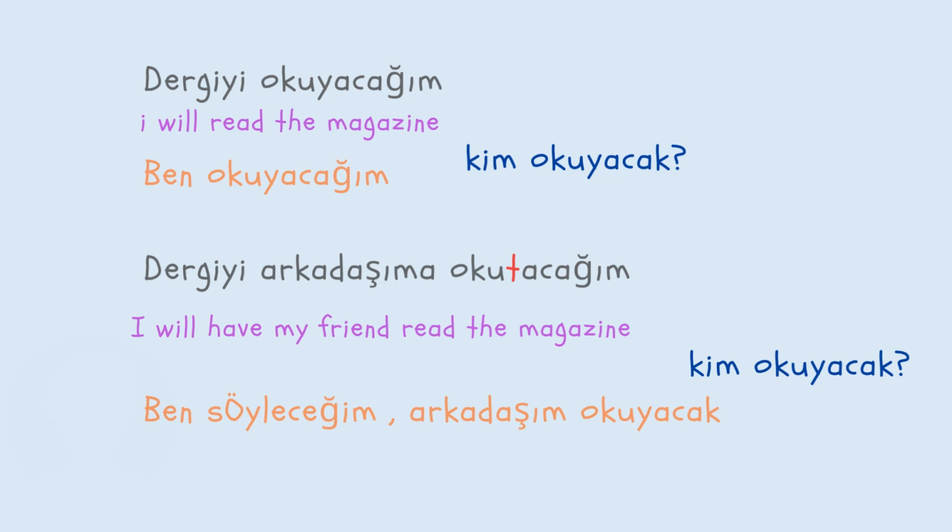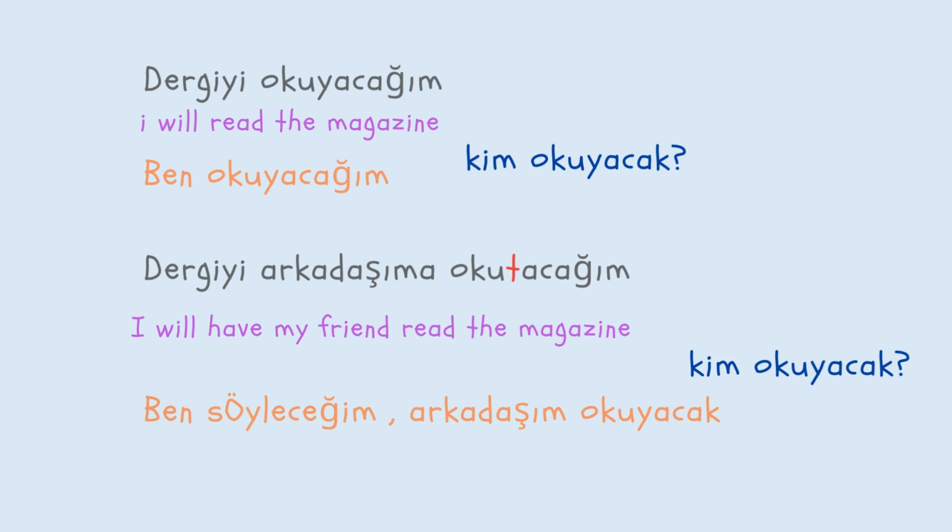Dergiyi okuyacağım. I will read the magazine. Kim okuyacak? Who's gonna read? Ben okuyacağım. I'm gonna read. But when I say dergiyi arkadaşıma okutacağım, it means I will have my friend read the magazine. So, ben söyleyeceğim, I will say, arkadaşım okuyacak. And my friend will read.